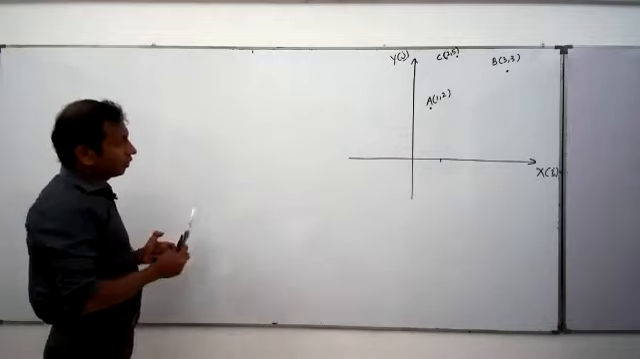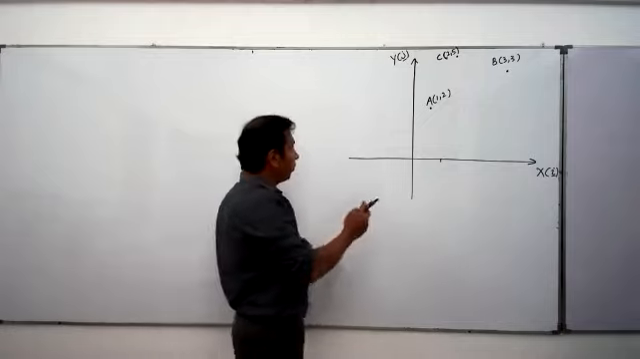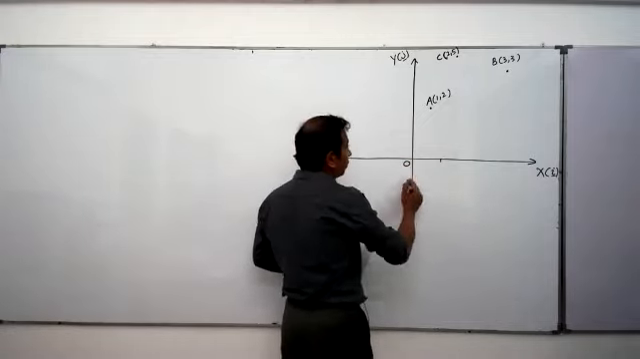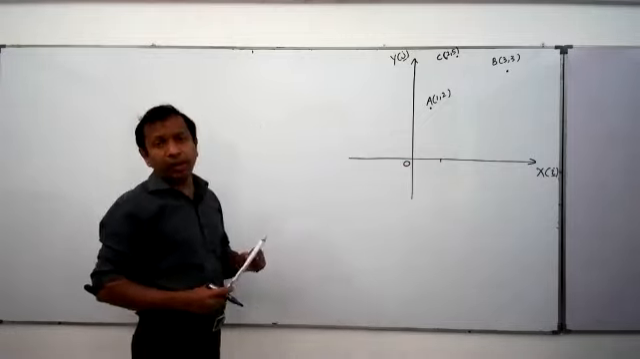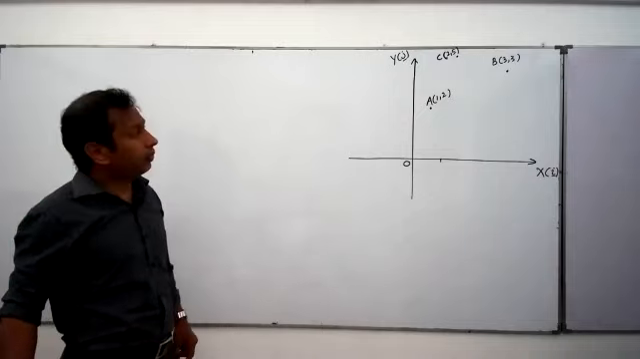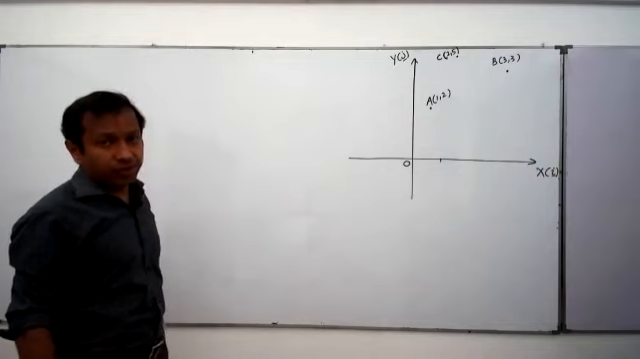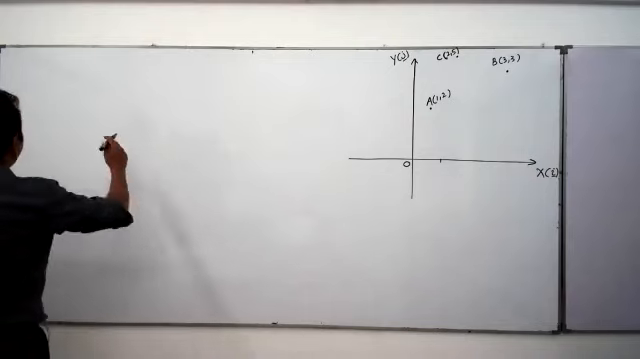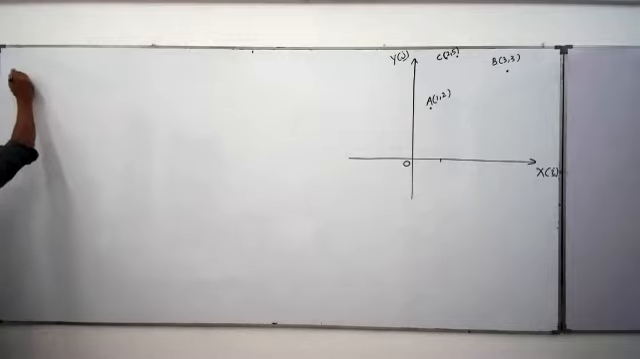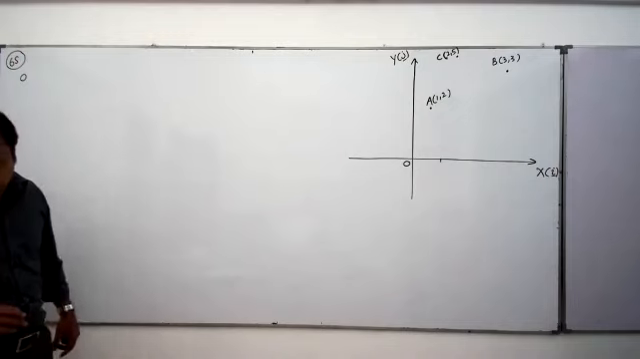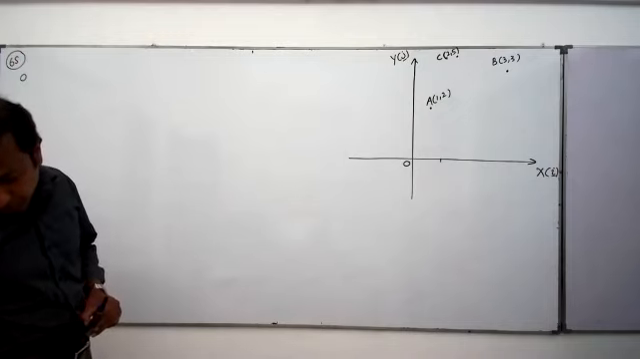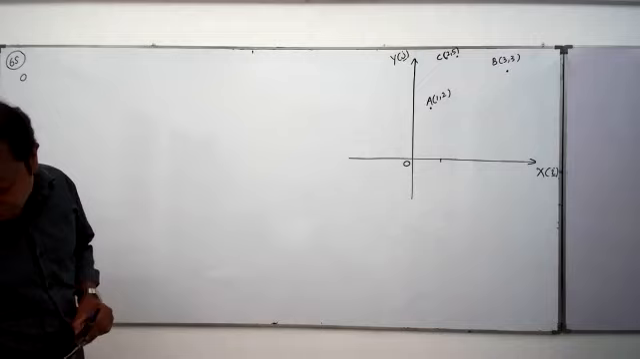Find the position vectors of the points A, B, C. The position vector of point A is the OA vector, that of B is the OB vector, and that of C is the OC vector. Then we can write the OA vector.